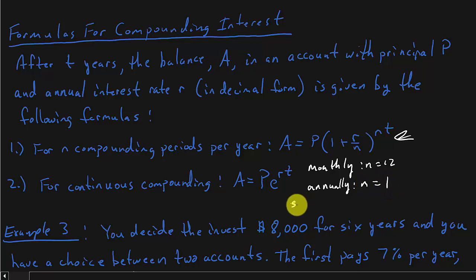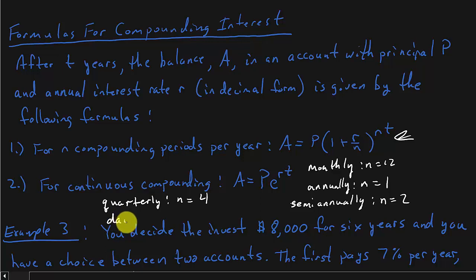And then we also have semi-annually. So that would be what? N equals 2. And then we have what? Quarterly. That would be N equals what? 4. And then, well, I guess probably wouldn't see it, but we could have daily.